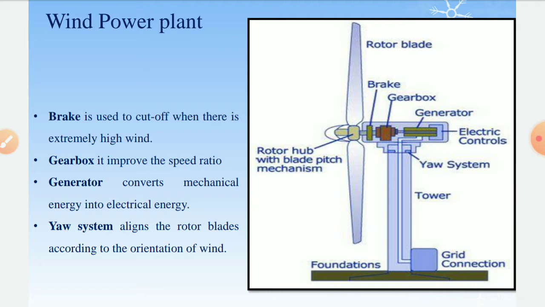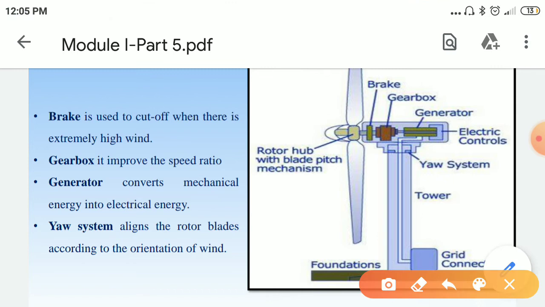So this is the schematic diagram. You can see the important parts of the wind power plant are, first one is a rotor hub with blade pitch mechanism. Then you can see a brake system. Then you can see a gearbox arrangement. Then generator. Then the electric controls, a yaw system and a tower. Now the electricity being generated is connected towards the grid at this point.